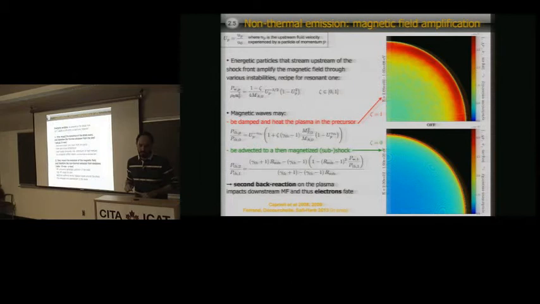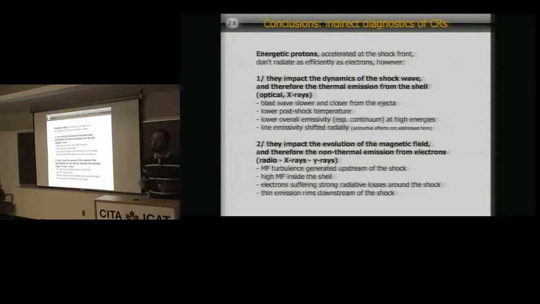And so the conclusion is that even if it's difficult to see protons radiate, they will impact the dynamics of the remnant, and so that will impact the thermal radiation of the remnant itself. And they will impact the evolution of the magnetic field, and that will impact the radiation of the electrons.